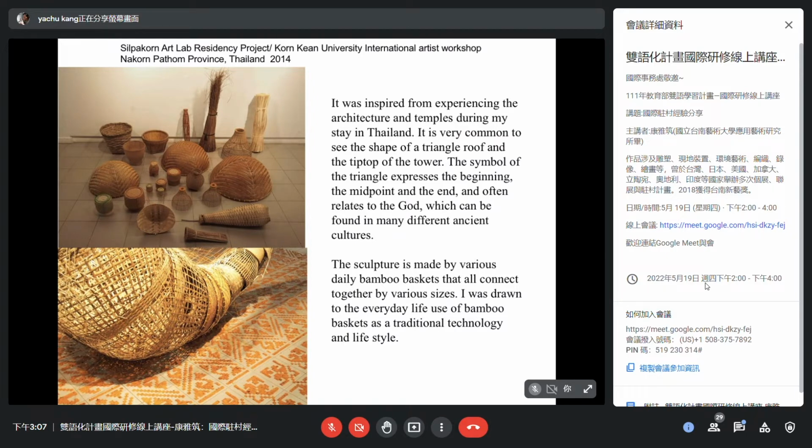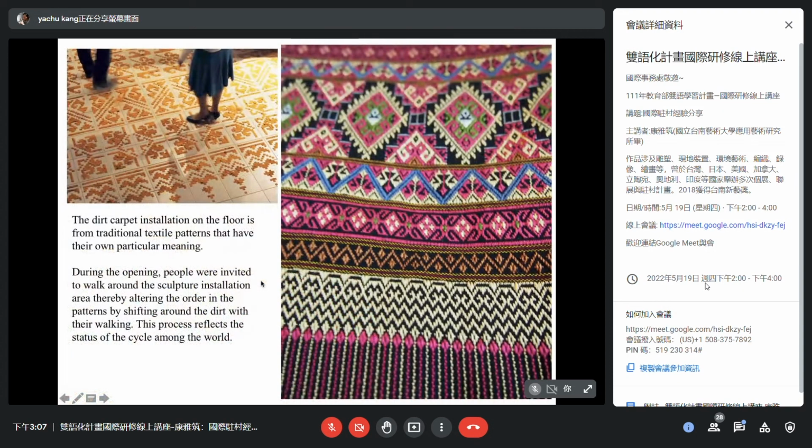The sculpture is made of various daily bamboo baskets of various sizes, all connected together. I was drawn to the everyday use of bamboo baskets as a traditional technology and lifestyle. So you can see in the image here the different types of baskets I collected and connected. And the pattern on the ground is inspired by this textile.